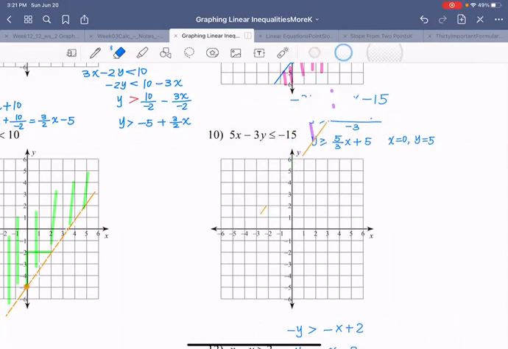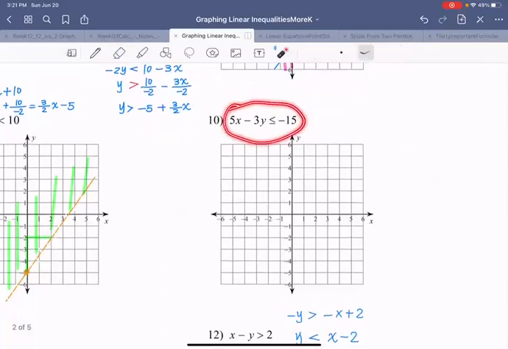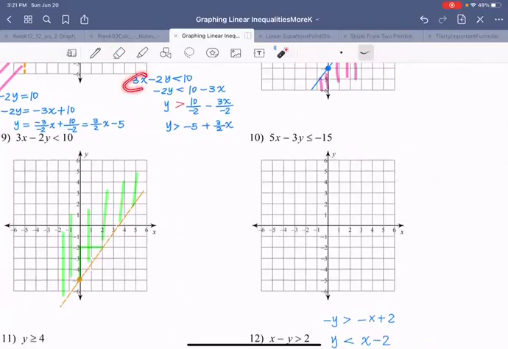Now, next one. Lastly, let's do number 10. Let's go ahead and solve this inequality. Choose the way that Ethan showed you. Let's solve this one first.